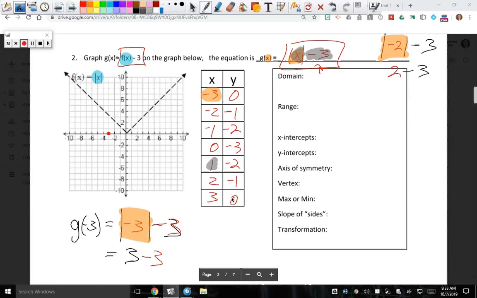So let's graph these. Negative 3, 0. Negative 2, negative 1. Negative 1, negative 2. 0, negative 3. 1, negative 2. 2, negative 1. And 3, 0. So my graph looks something like this.